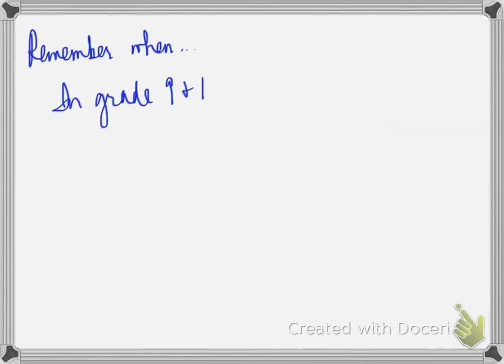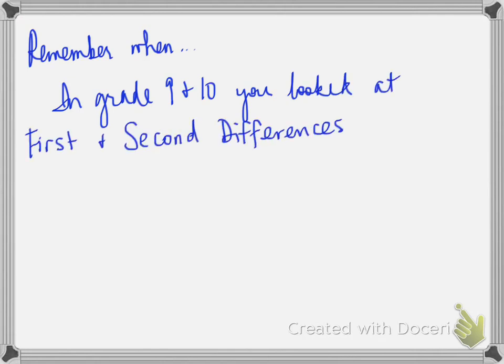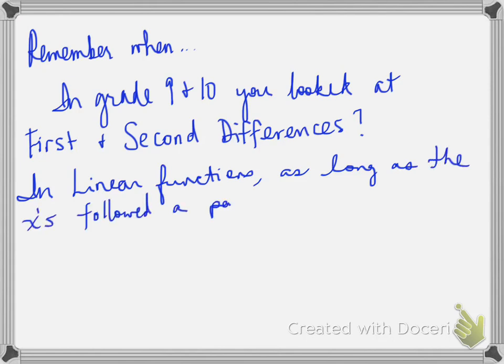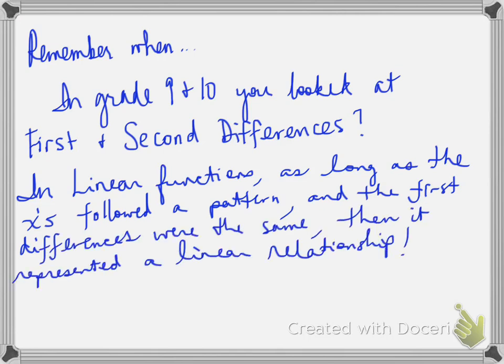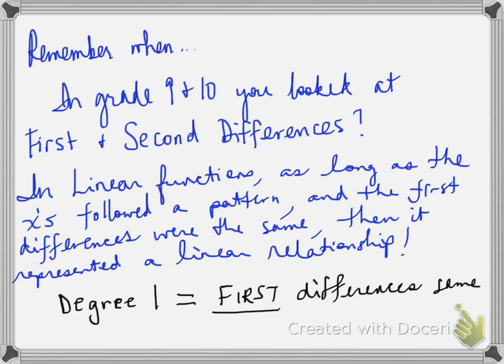Moving on. Remember when, in grade 9 and 10, you looked at something called first and second differences? What did it mean when we looked at first and second differences? Remember that in linear functions, as long as the x's followed a pattern and the first differences followed a pattern, it turned out to be a linear relationship. So the degree of 1, which is a linear function, also has the first differences that are the same. Interesting. 1 degree, first differences are the same.